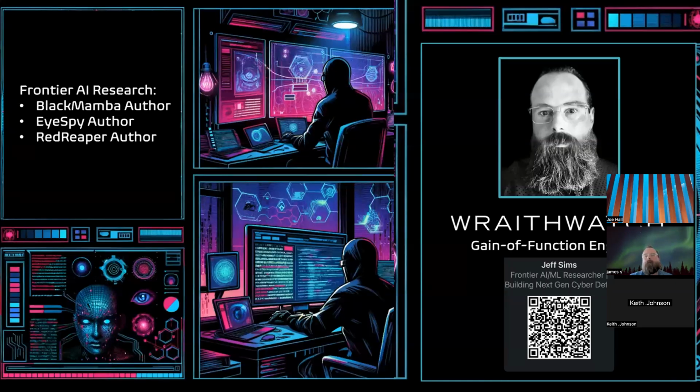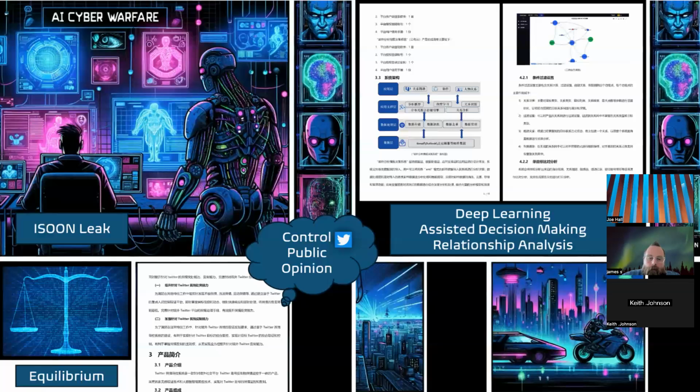My name is Jeff Sims. I'm a gain of function engineer with a company called WraithWatch. A lot of my public research the last year and a half has revolved around fusing artificial intelligence and data science with offensive systems. And I'm going to discuss how that relates to the ISOON leak. Well, if I can get the slide to turn. Let's see. Here we go.